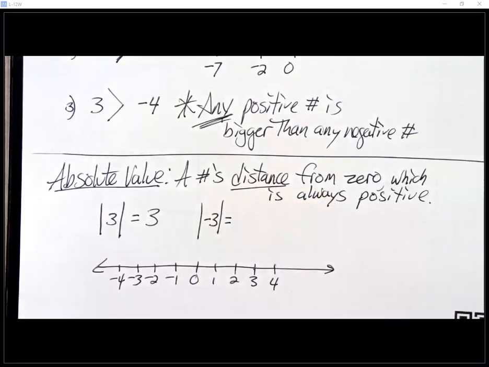So what's the absolute value of -3? Also 3, right? Because if I go 1, 2, 3, I'm still 3 units away. It doesn't matter which way I went. The absolute value is still 3 units. The distance away from 0 is still 3 units.